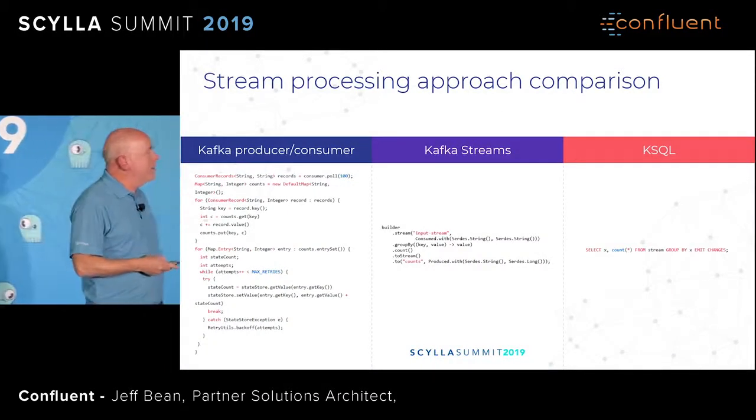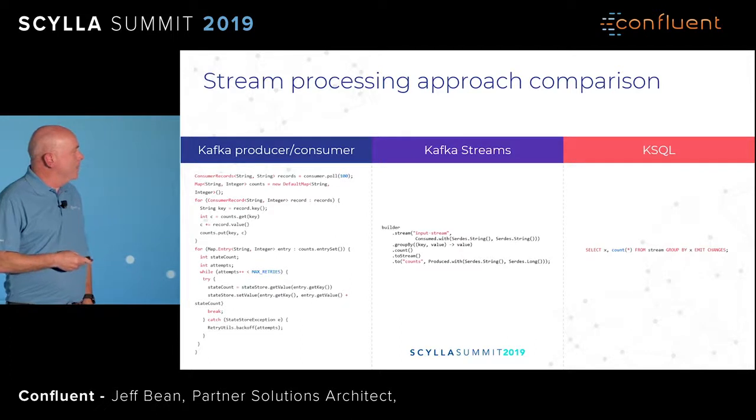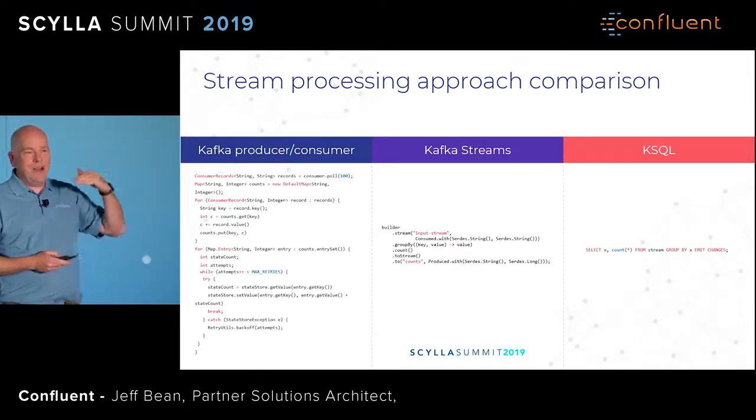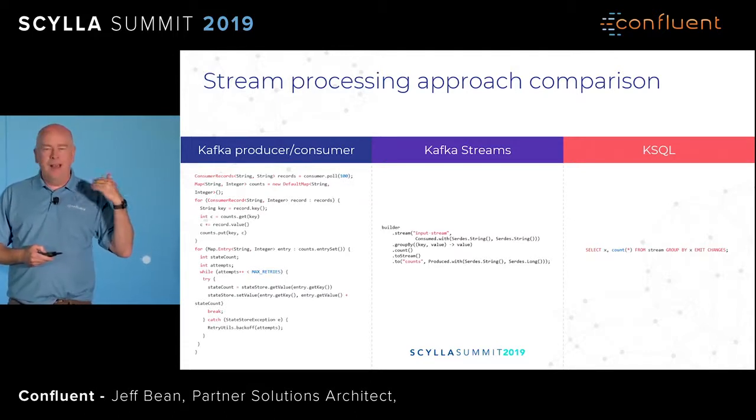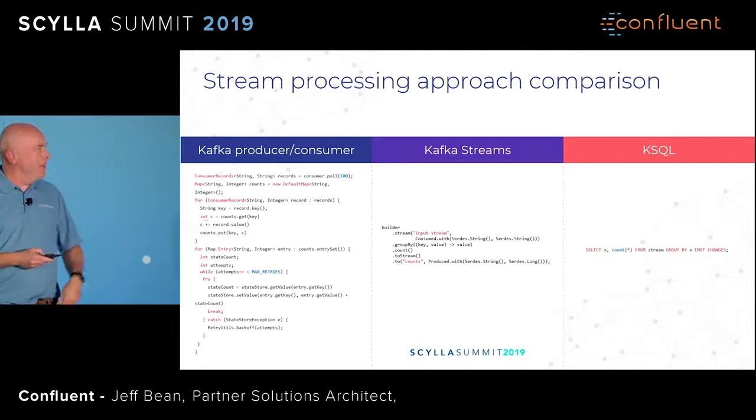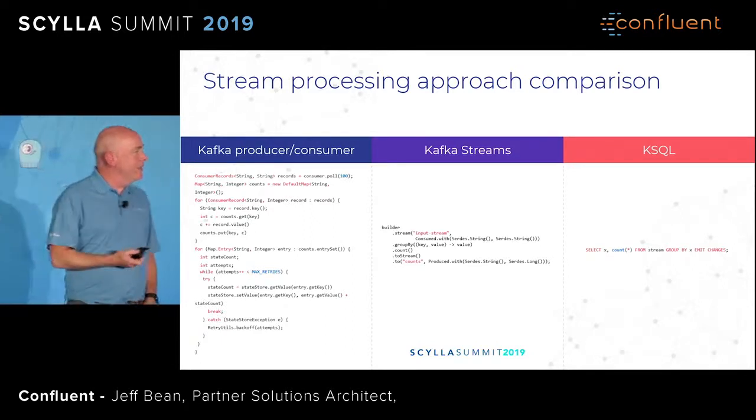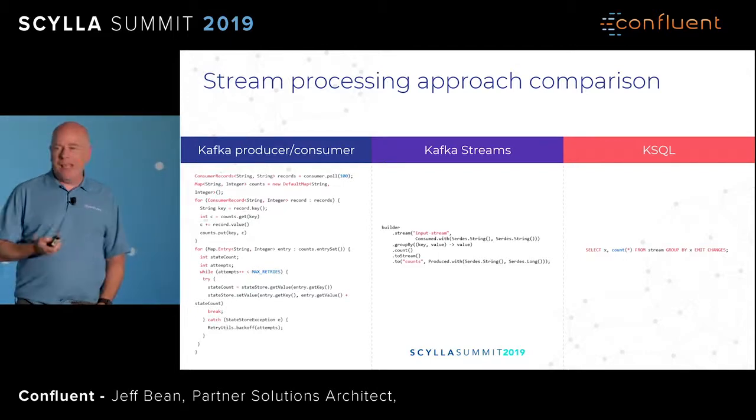So if you take a look at the Kafka Consumer Producer API, this code and this code does the same thing, right? So we're leveling up, making it easier to do more sophisticated operations on data in a stream using SQL. Right, so in KSQL, basically what I'm doing here is I'm doing a select with a count and a group by, right?